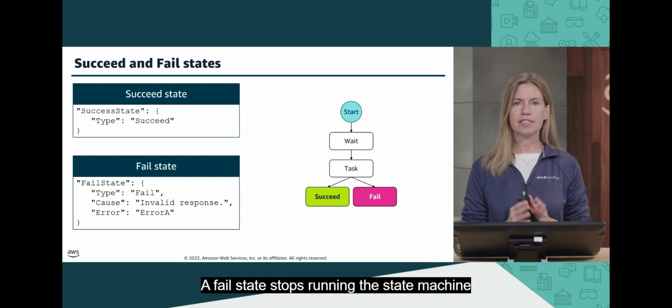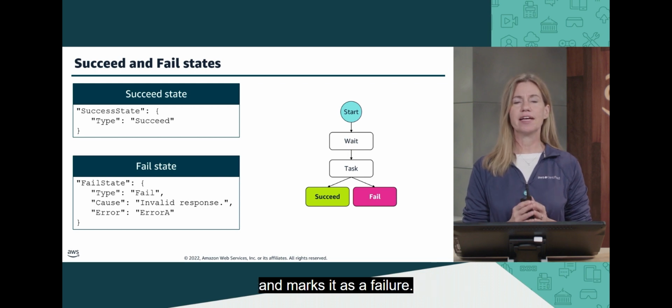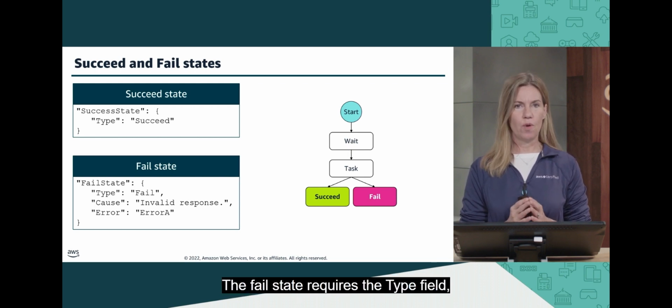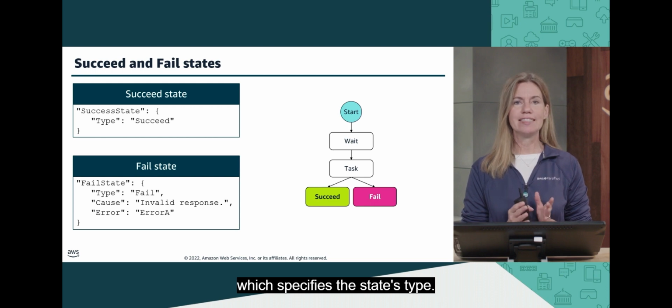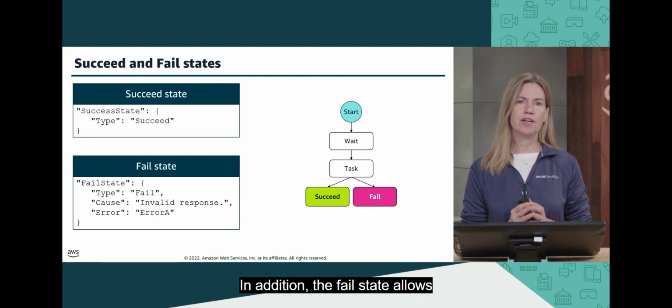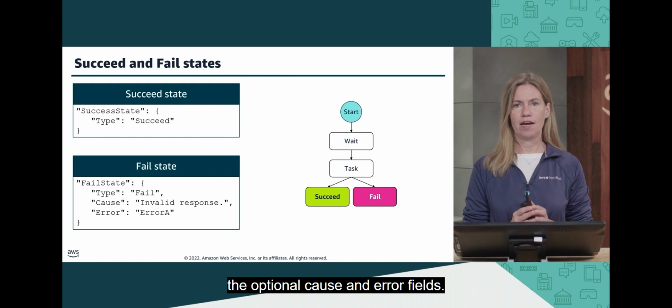A fail state stops running the state machine and marks it as a failure. The fail state requires the type field, which specifies the state's type. In addition, the fail state allows the optional cause and error fields.